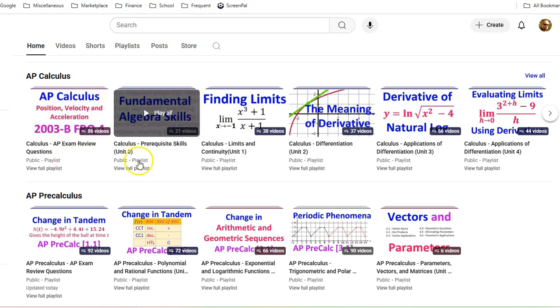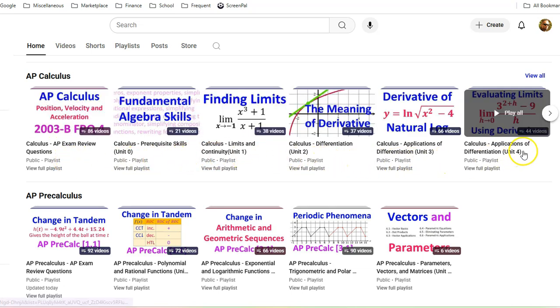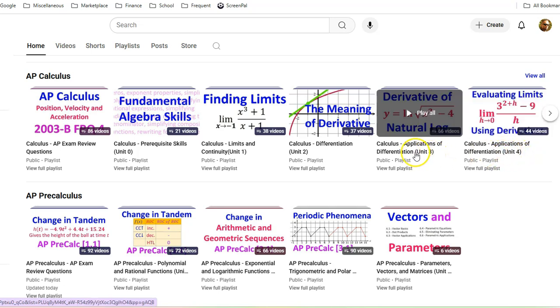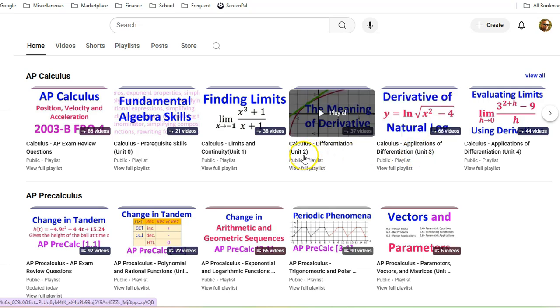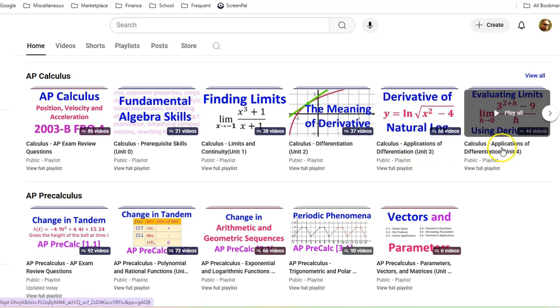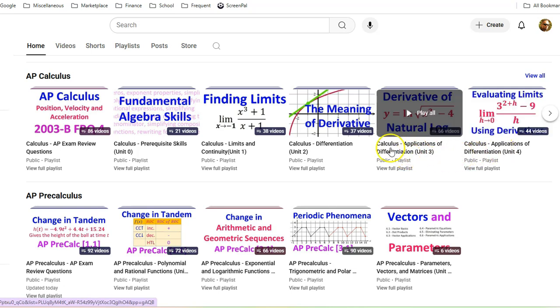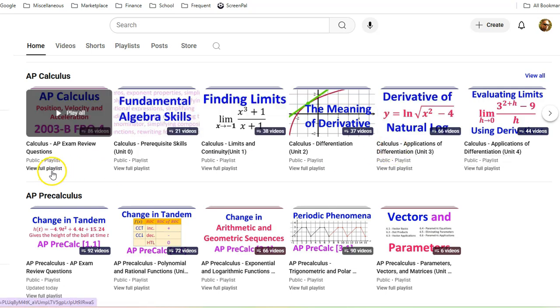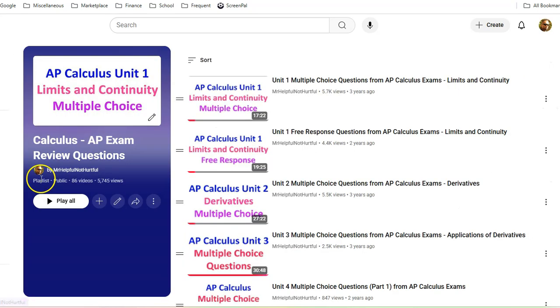By the way, I teach AP Calculus in a slightly different order from the way it's presented on AP Classroom. So my unit numbers will sometimes be different from the unit numbers on AP Classroom. So you're going to have to carefully read the titles of my playlists and videos to find the topics you're interested in. Let's take a look at the AP exam review playlist for calculus.